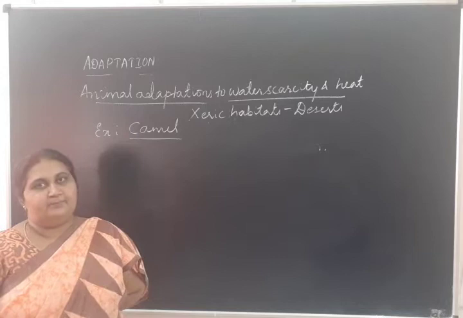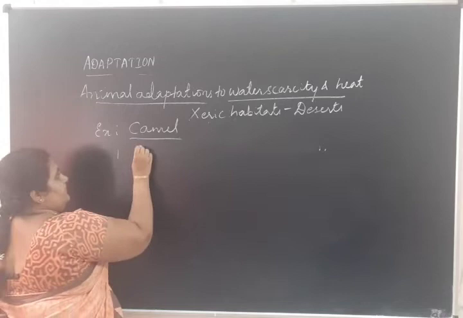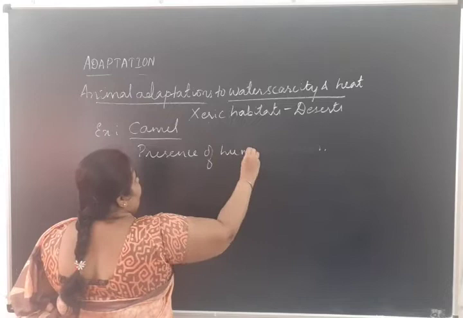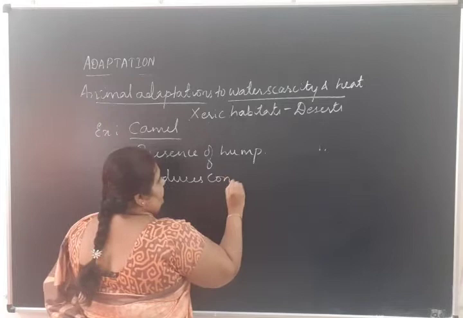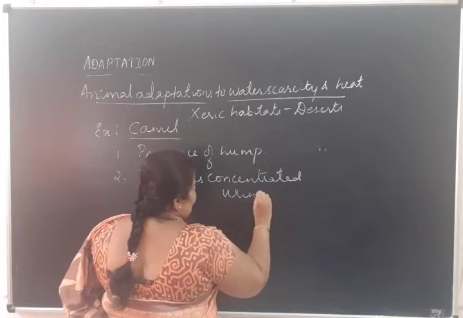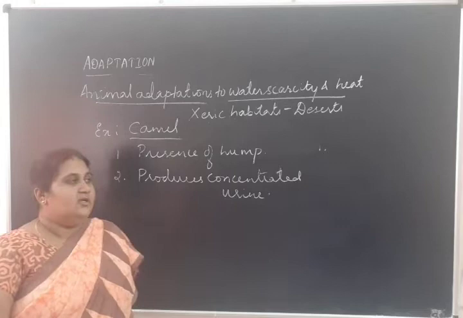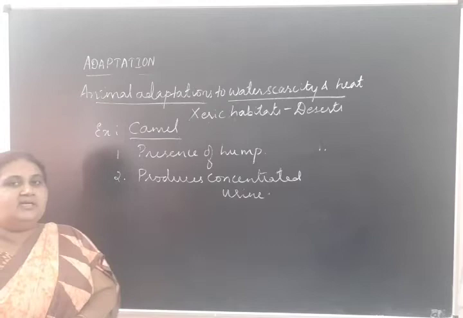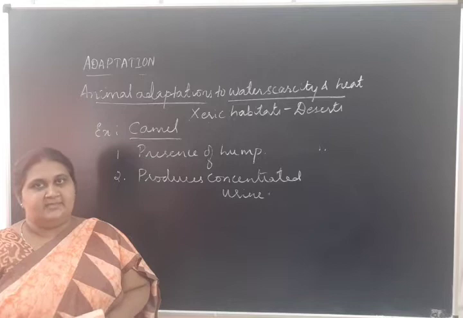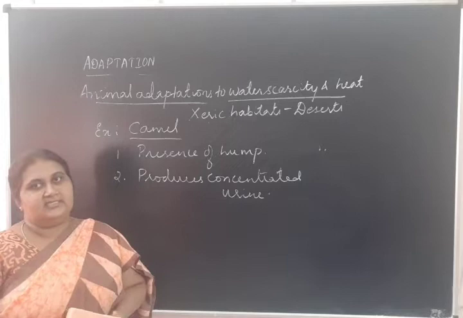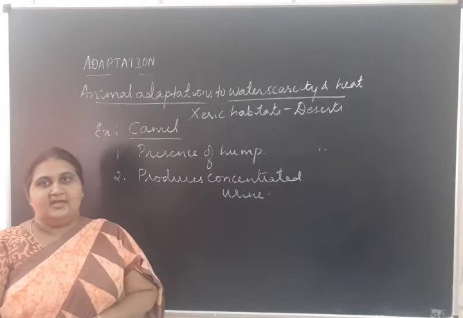And also it has the capacity to produce concentrated urine as well as feces to conserve the water within its body. And how does it overcome the heat, the arid condition? It has long limbs which protect the body from the heat released by the sun. So these are some of the adaptations made by the camel.